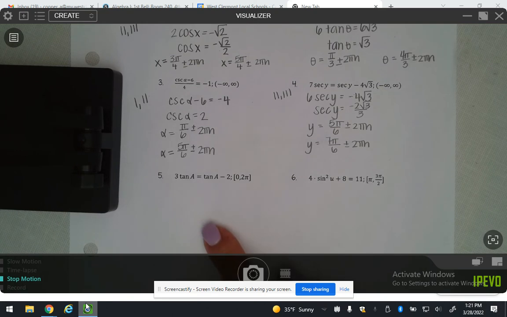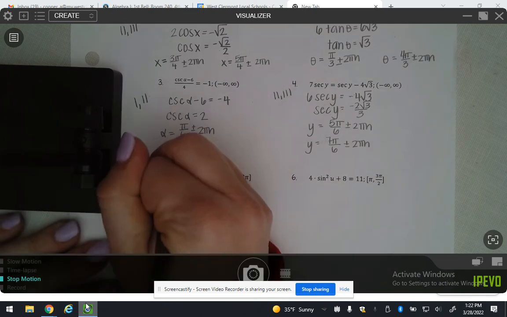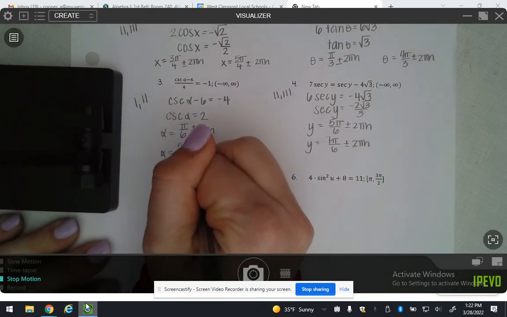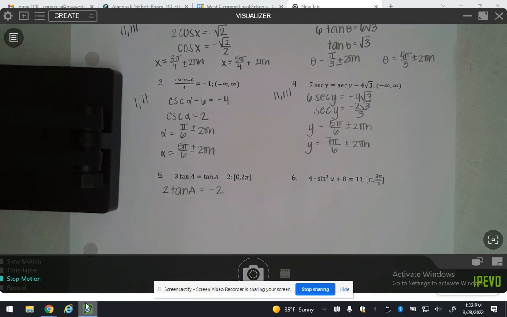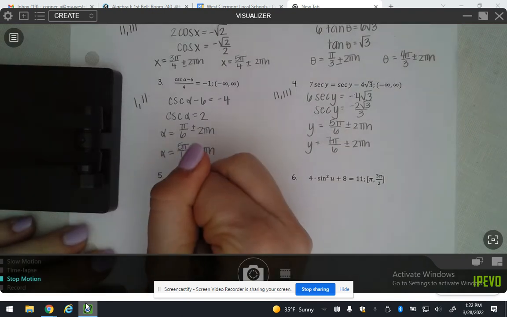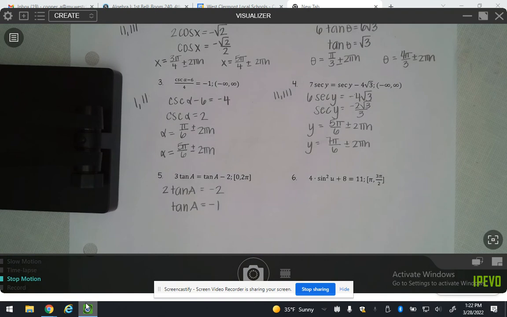5. Open or closed interval? Closed. So you are not putting that plus or minus 2 pi n. Okay, what am I trying to get by itself? Tangent. So what am I going to do first? Subtract. So I have 2 tangent of A equals negative 2. Then what should I do next? I'm going to divide by 2. So the tangent of A equals negative 1.